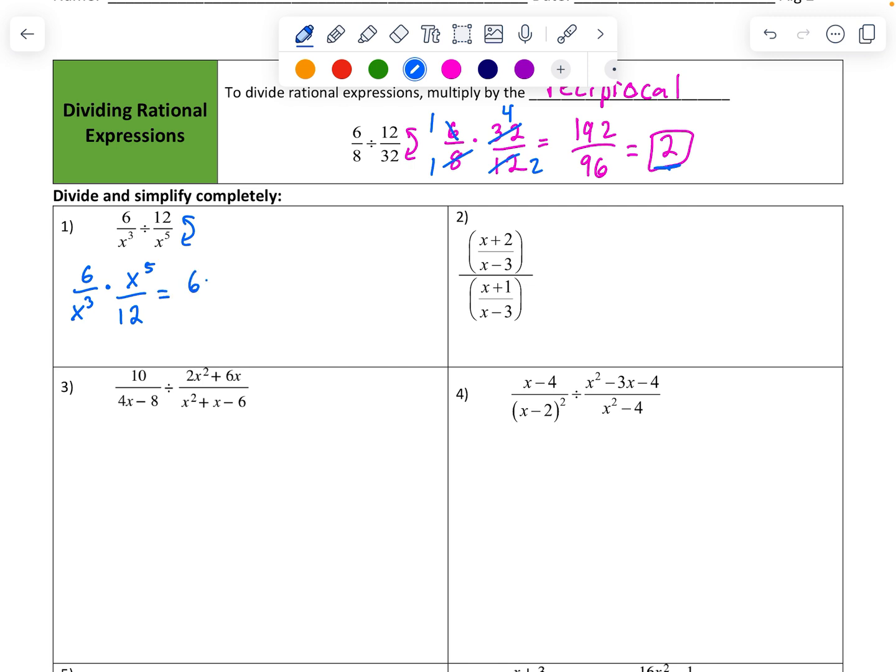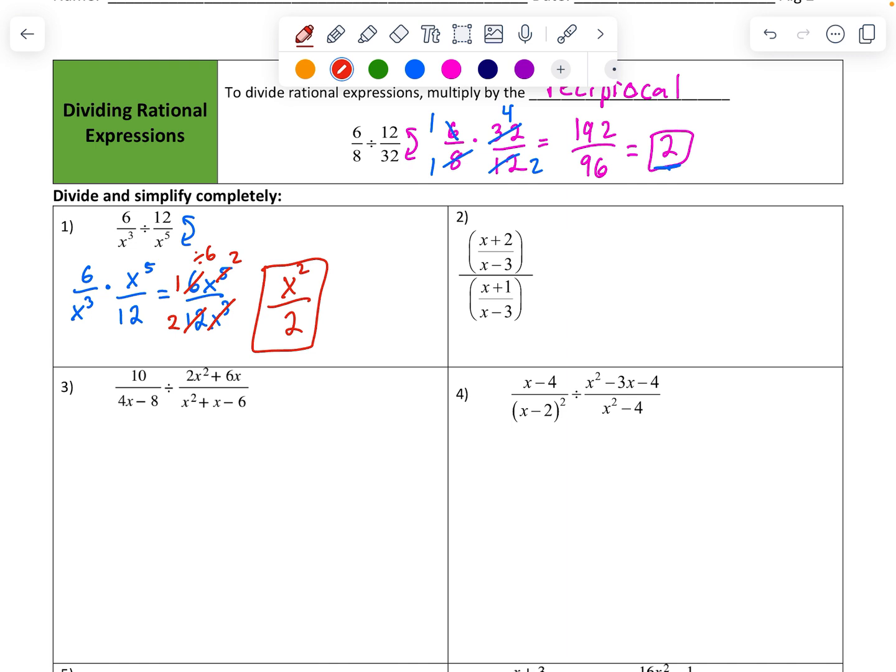So this would turn into a 6x to the 5th over 12x cubed. I like to put the numbers first. So looking at 6 and 12, I know they're both divisible by 6. So this turns into a 1, this turns into a 2. And then my x's, we learned last unit, they would subtract. So 5 minus 3 would equal 2. So I'd be left with a 1x squared on the top, and the 1 can be invisible, and a 2 on the bottom. So that's simplified all the way.